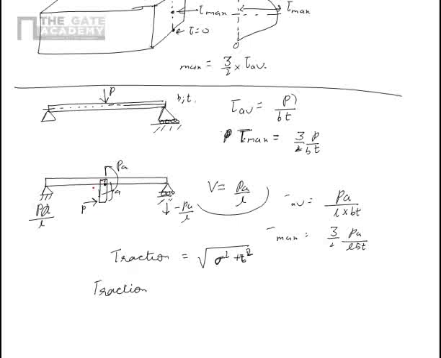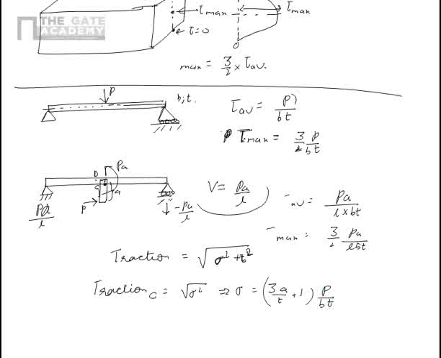let's say I take this point as C and the center point here as D. Traction at C will be defined as the square root of sigma square only, which is equal to sigma, because there is no shear stress, and this value we have seen from the previous example is equal to (3A upon T plus 1) into P upon BT.